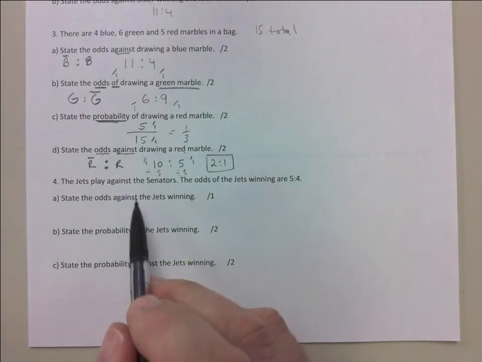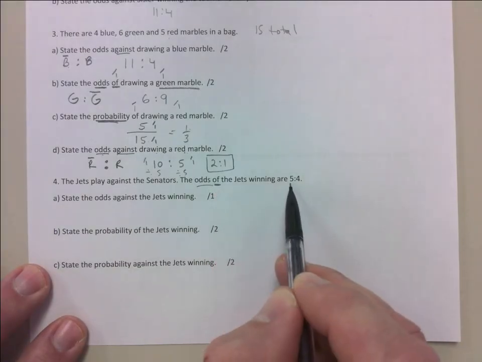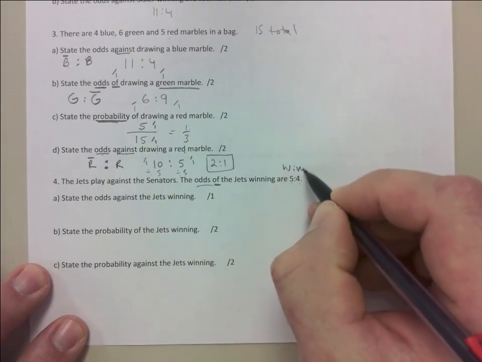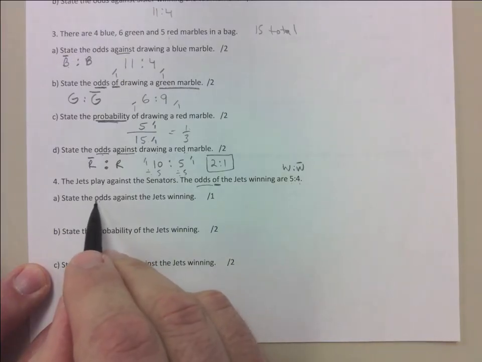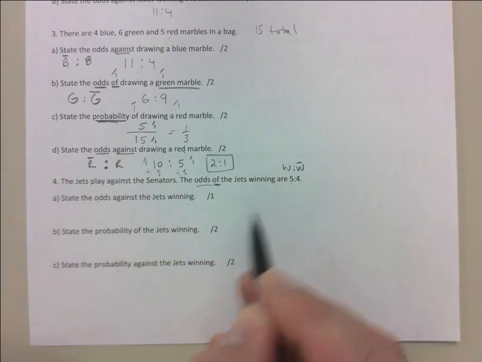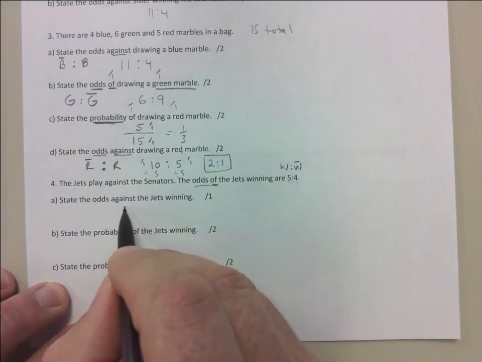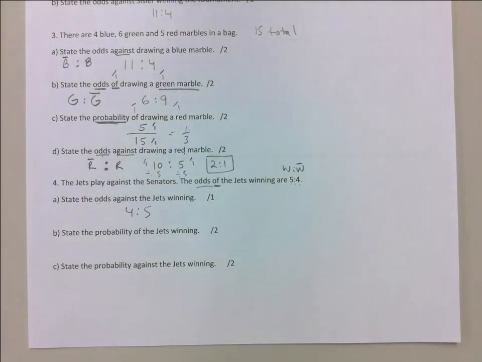The Jets are playing against the Senators. The odds in favor of the Jets winning is 5 to 4. So that means winning and not winning, because it's saying in favor, right? State the odds against the Jets winning. Odds to odds. So what are we going to do? Flip it. That's it. You take the 5 to 4, just flip it, right?